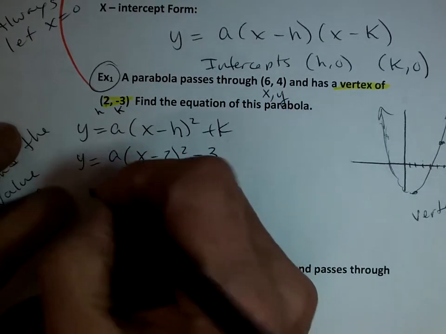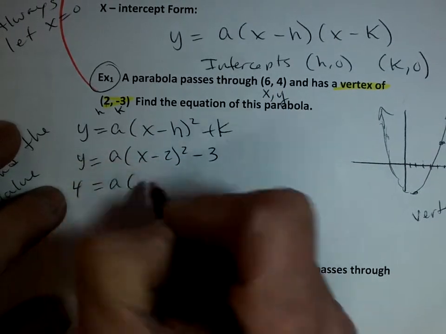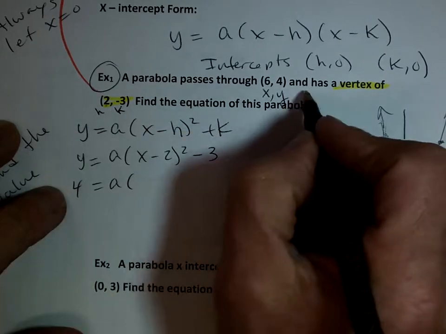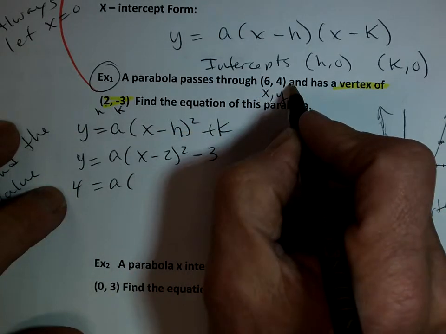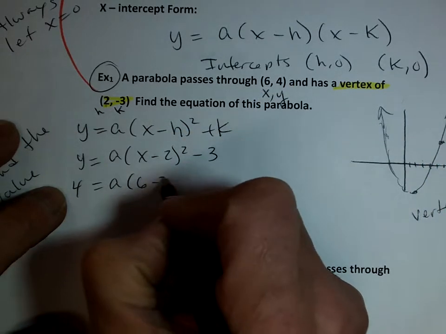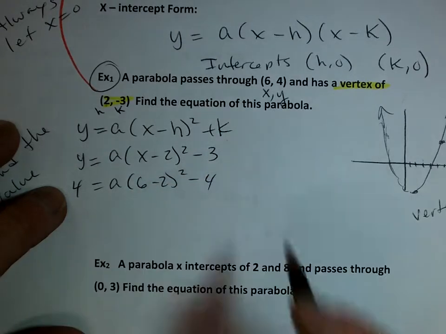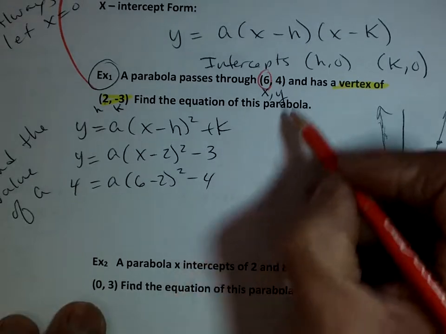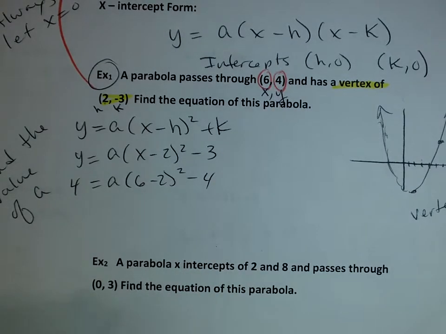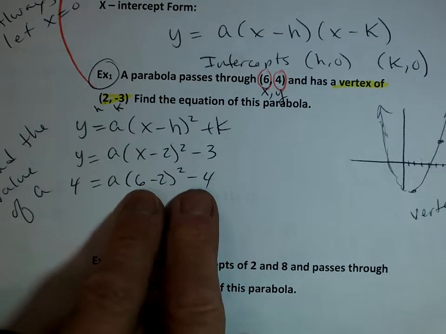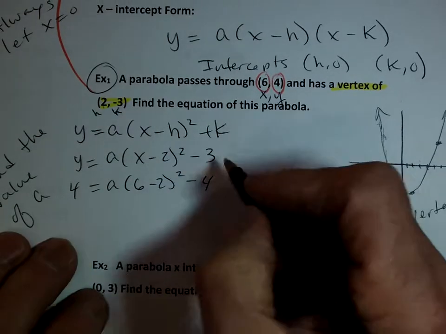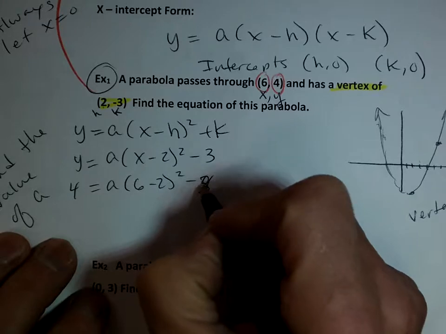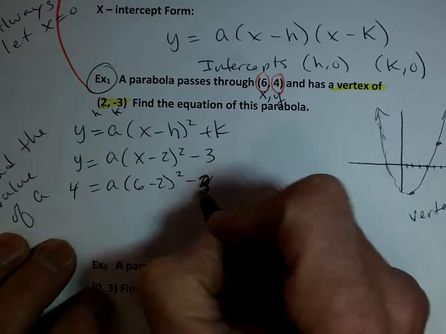Let's take my 4 and plug it in for y. My x is going to be my 6, minus 2 squared, minus 4. All I did is put 6 in for my x and 4 in for my y. Here's my 6. Wait, it's 3. Minus 3, not 4. Oh yeah, thank you. It's Monday morning. I'm doing great. Okay, so let's solve.